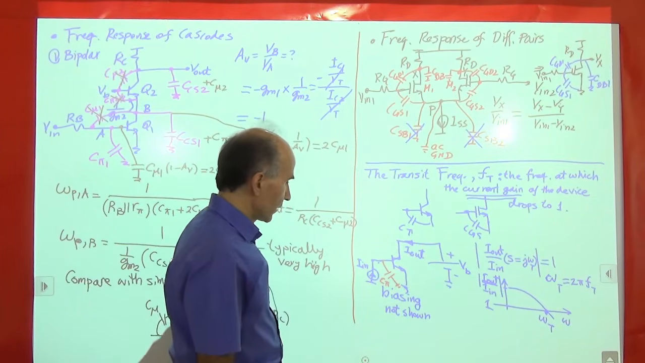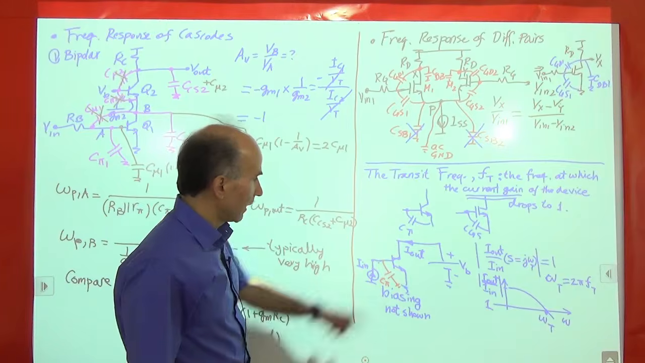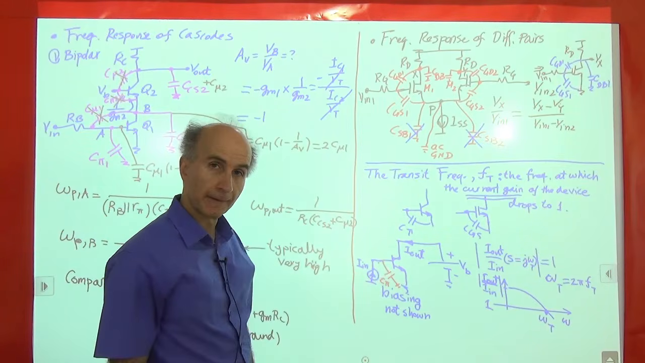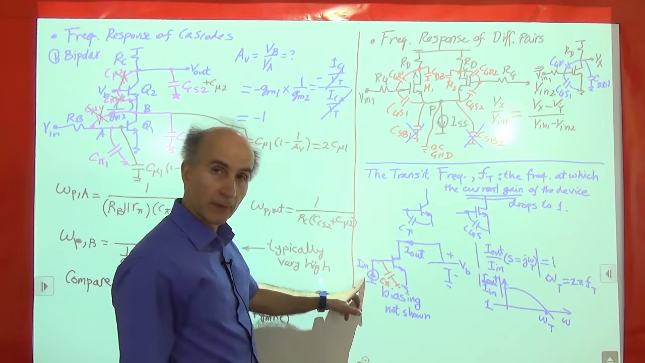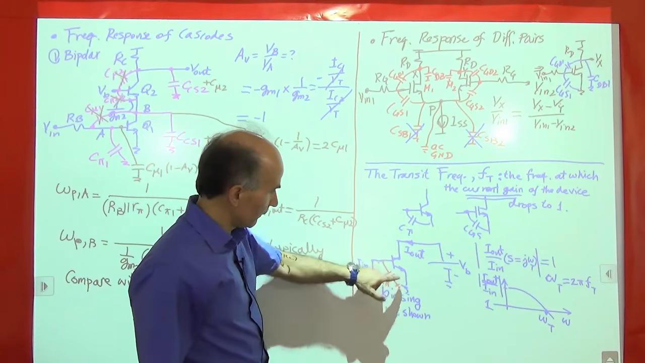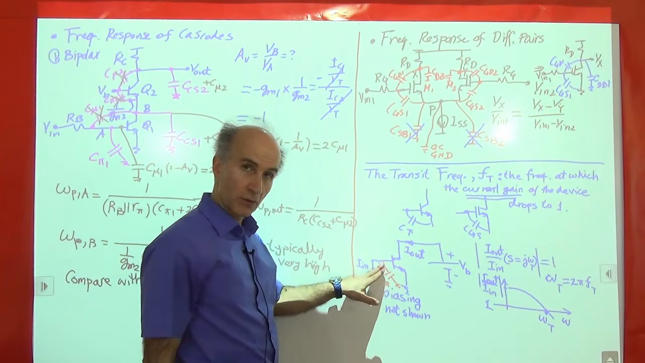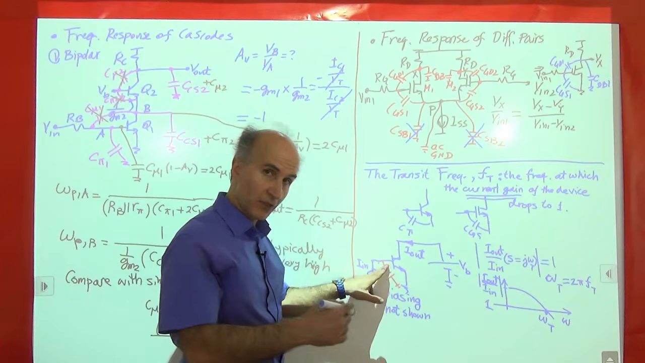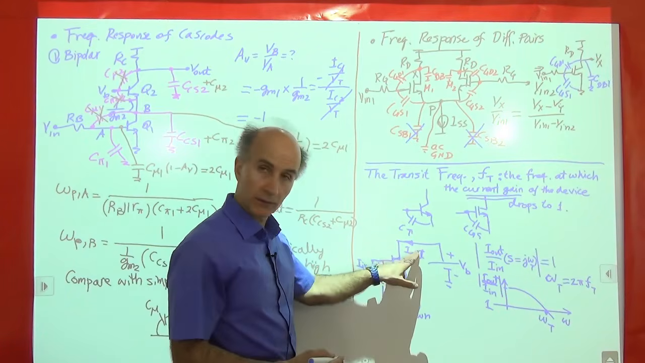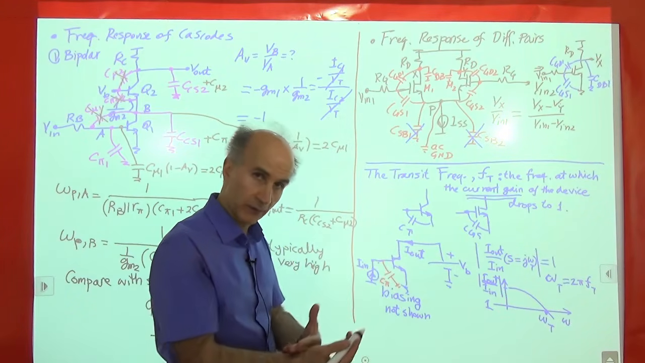All right, so I need to find I out over I in. What does this I in do? This I in is injected into some sort of impedance and generates a voltage. That voltage multiplied by gm gives us a current. So that's how we would find the output current.